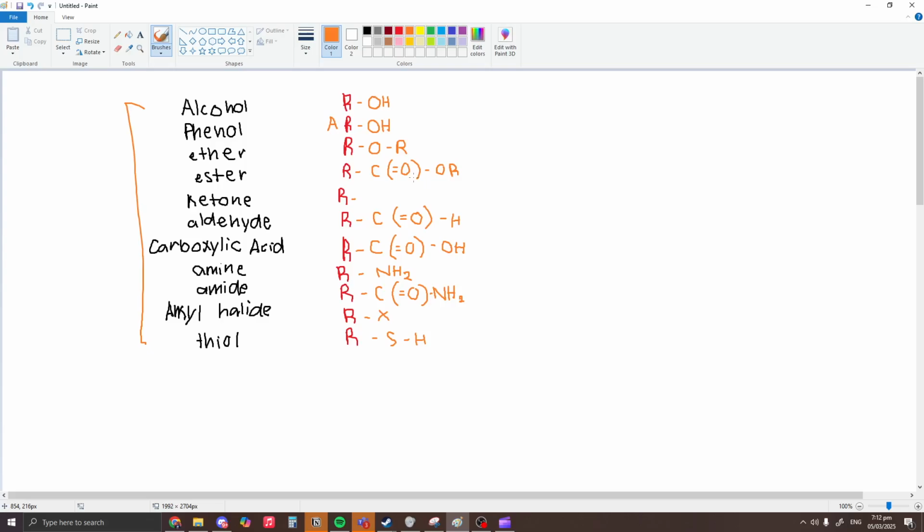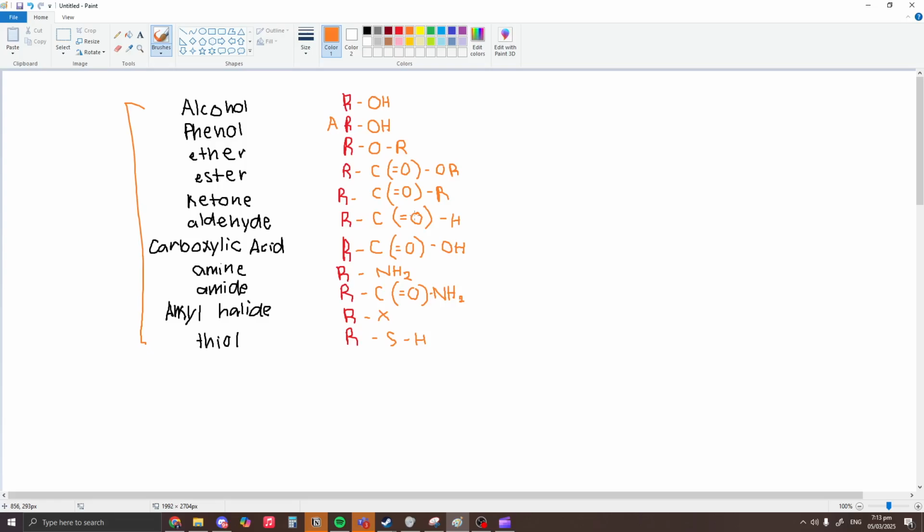Now, after we have COOR, this one's actually just the simplified version of this, which is COR. So we have C, double bonded, connected to R.